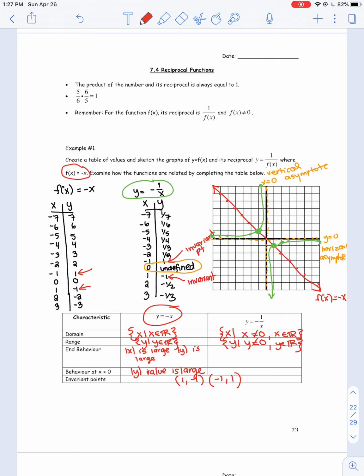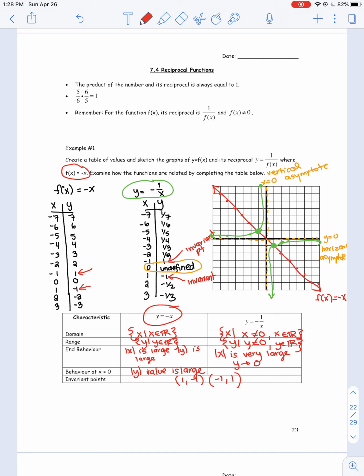The end behavior, we're going to say that the ends, as x is very large, so when x is very large, we're going to notice that the y value approaches, meaning goes to 0. It's going to approach that horizontal asymptote. So that's going to happen on each end.